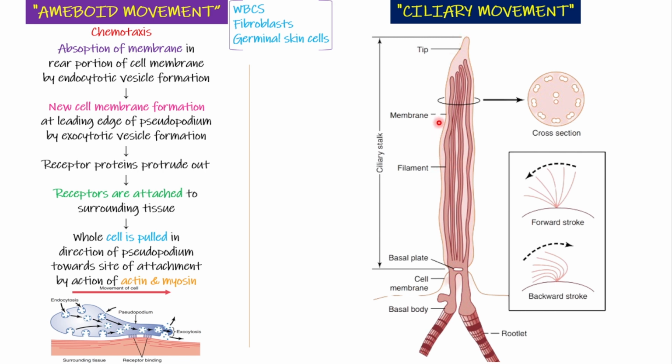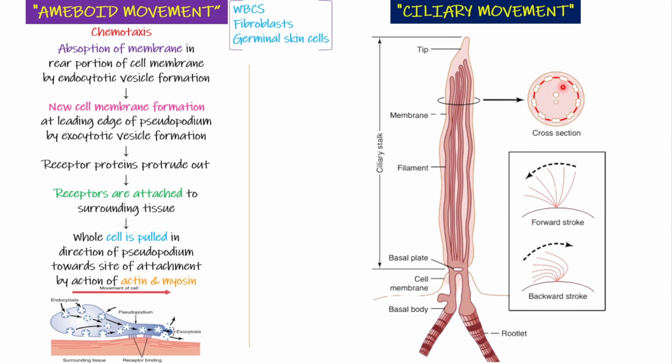Okay, now if we see the cross section of the cilia, the structure is like this. There are 9 double tubules, 1 2 3 4 5 6 7 8 and 9 double tubules, and 2 single tubules in the center. 9 double tubules in the periphery and 2 single tubules in the center. And then in between these 9 double tubules, there are these red colored dynein arms, or dynein proteins.